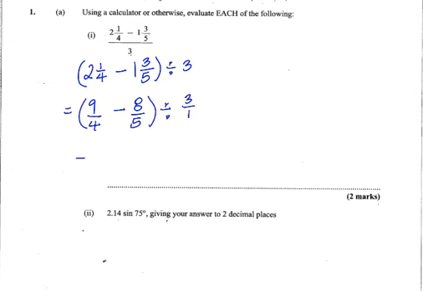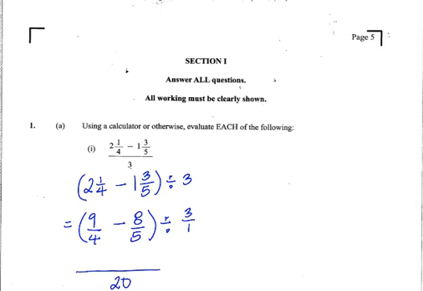Now, if I'm adding or subtracting fractions and the denominators are different, I should find the LCM. The LCM is 20. Now, 4 into 20 is 5, and 5 times 9 is 45, minus 5 into 20 is 4, and 4 times 8 is 32. And again, this is divided by 3/1.